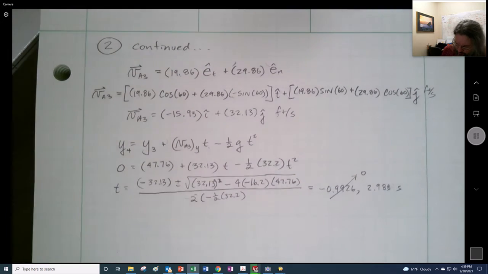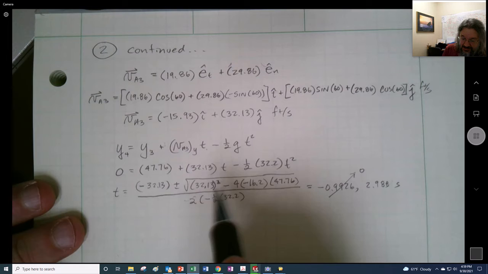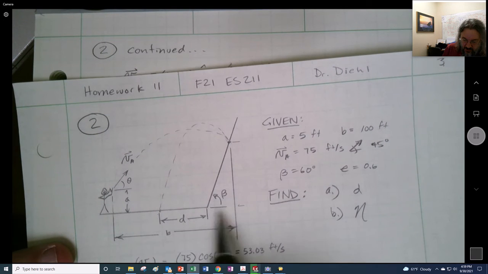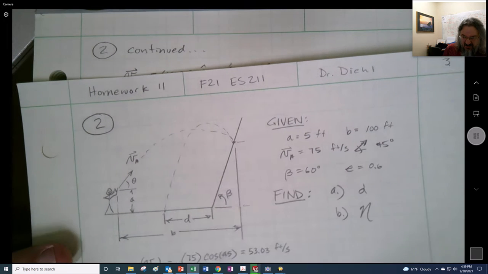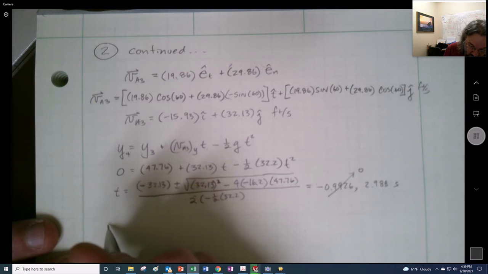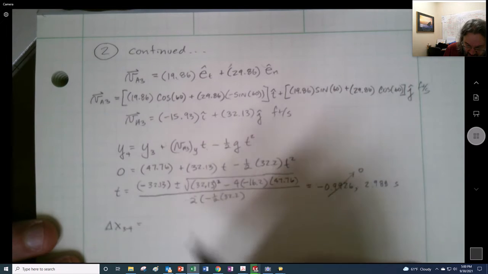And okay, so now that we have that, we know the time. We can get the distance that it's traveling from here to there. Now remember, that's going to be this distance, so we're going to have to subtract out that, because we were asked for that. What a jerk! I asked for it. But anyway, so we can get the distance. We'll call it delta x, 3 to 4. That's what I decided to call it.